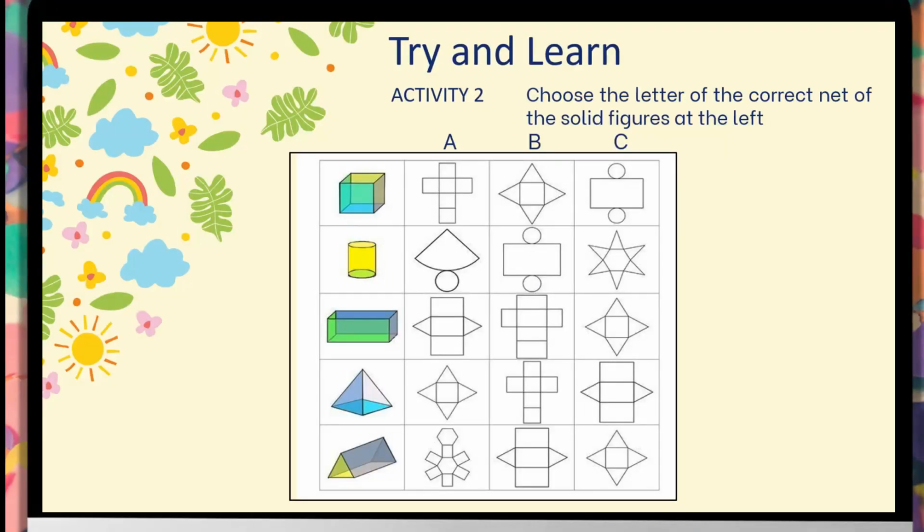For the next activity, you are going to choose the letter of the correct net of the following solid figures at the left. For number 1, that is cube. Number 2, cylinder. Number 3, rectangular prism. Number 4, square pyramid. Number 5, triangular prism. Again, you can pause this video if you need more time to answer your activity sheets.